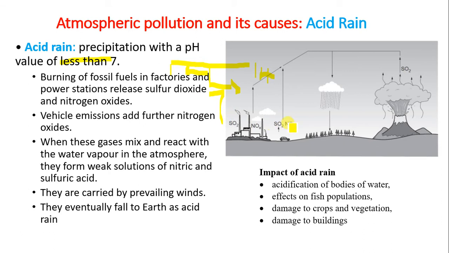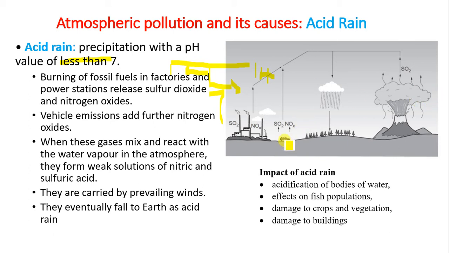Now, once these gases react with water during the process of condensation, it will form an acidic solution. So if sulfur dioxide reacts with water, it will form sulfuric acid. Nitrous oxide reacts with water, it will form nitric acid. And carbon dioxide reacts with water, it forms carbonic acid.